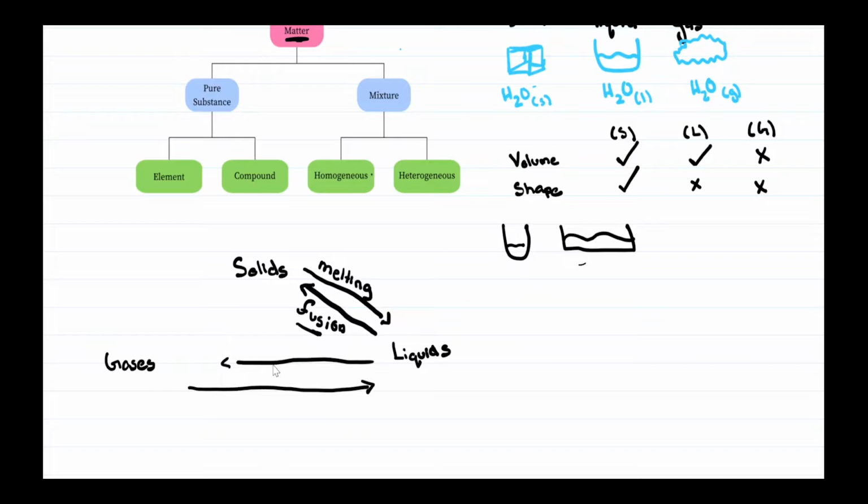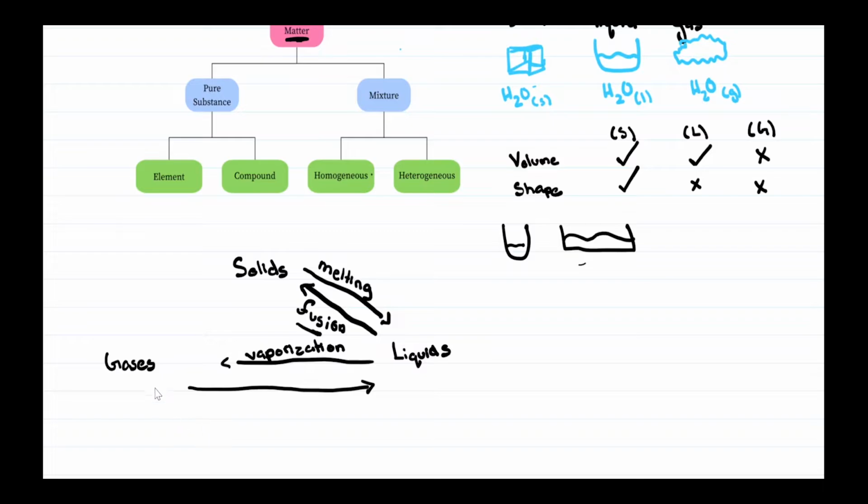All right, and liquids to gases. That's a bit interesting. One way you could think about this is liquids to gases is vaporization. When something vaporizes. So when you take maybe a drop of water and you expose it to high temperature, it's going to vaporize into gas. That's what the process is called. It's called vaporization.